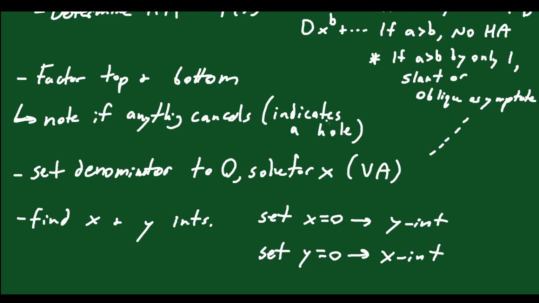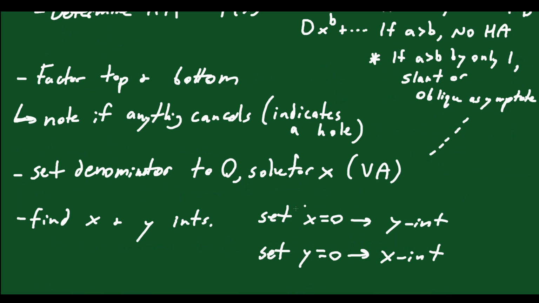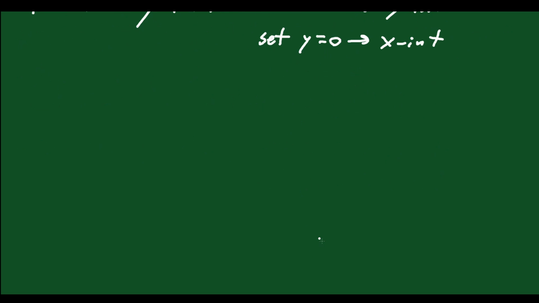So just to recap, we find the horizontal asymptote using this rule about the exponents. We factor the top and bottom. If anything cancels, that means there's a hole. You set the denominator to 0 and solve for x. That gives you your vertical asymptote. And then at the end, you can find your x and y intercepts. All right? And that's everything. So with that in mind, let's do some examples.